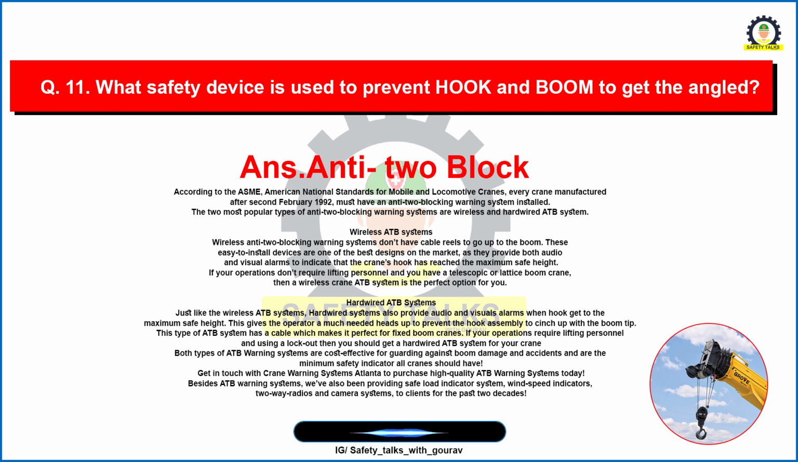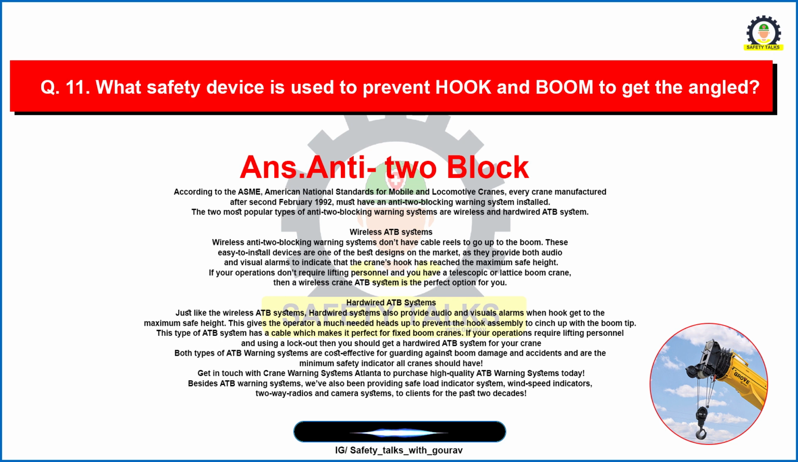So why? Because according to ASME, the American National Standard for Mobile and Locomotive Cranes, every crane manufactured after 2nd February 1992 must have an anti-two block warning system installed in it, because the two most powerful types of anti-two block warning systems are being used. The first one is wireless and the second one is the hardwired anti-two block system. So first let's discuss the wireless anti-two block systems.